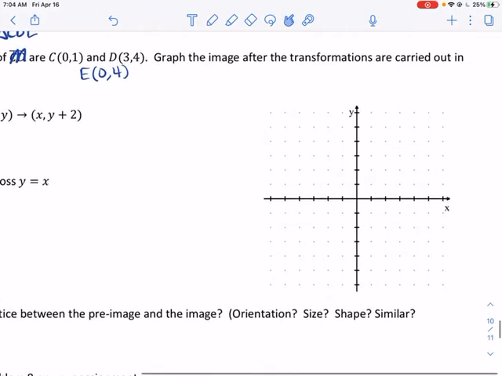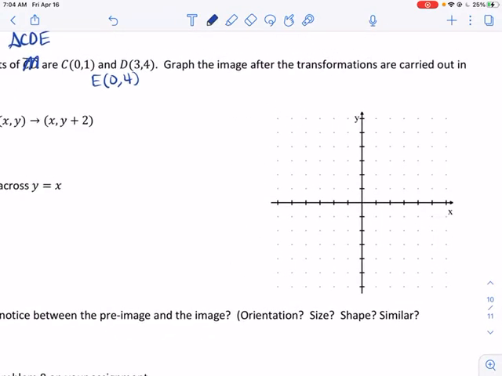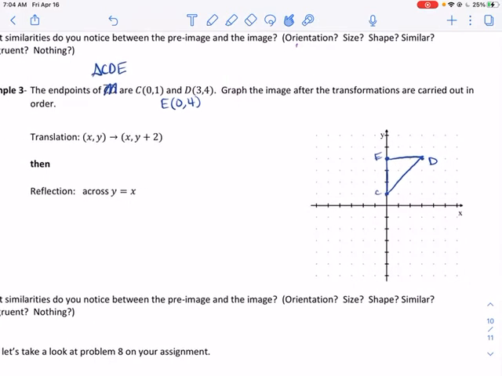Let's go ahead and graph our pre-image. I suppose I should actually see the points. Okay, there we go. So C is at 0, 1. And D is at 3, 4. So 3 on the X and 1, 2, 3, 4 on the Y. And E is at 0, 4. Now I'm going to connect the points into a triangle. I haven't actually done any transformations yet. This is the pre-image.